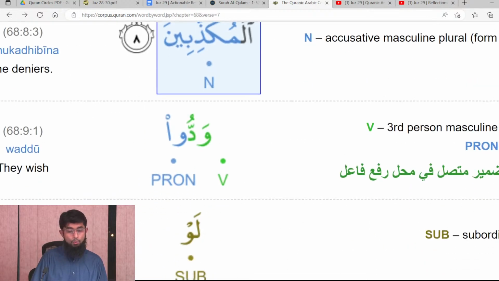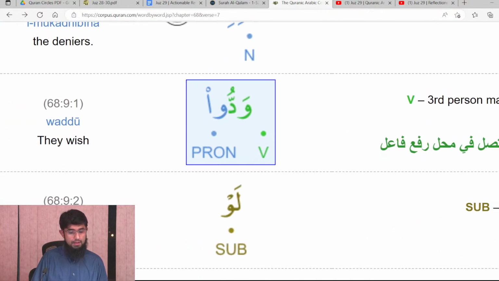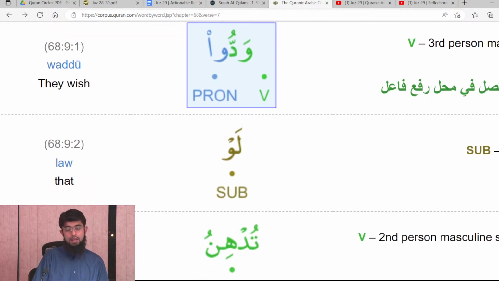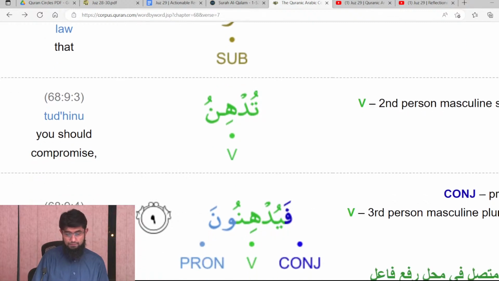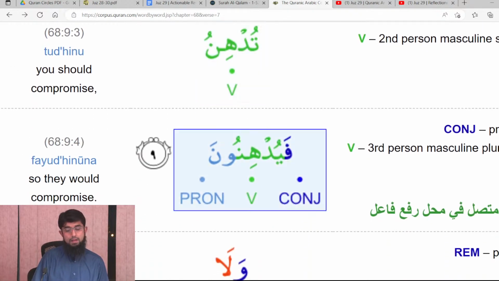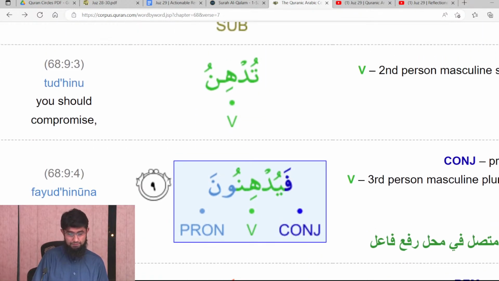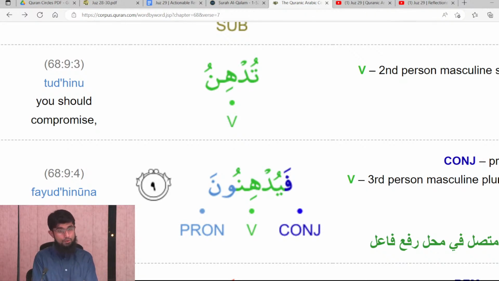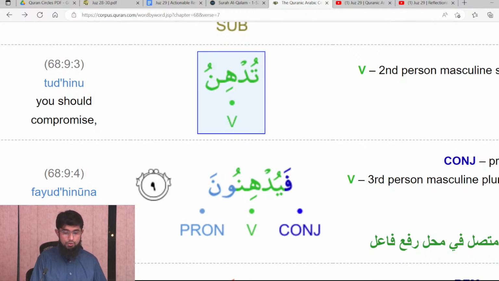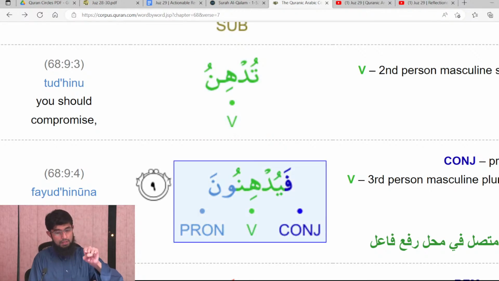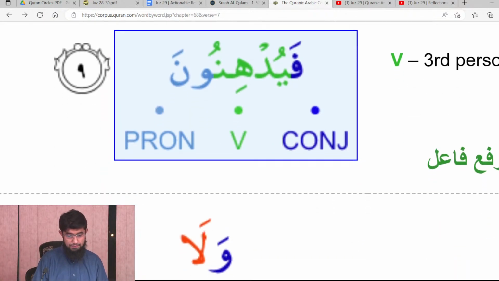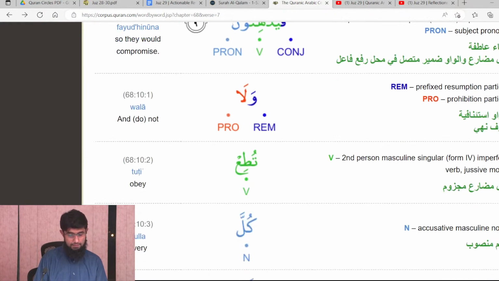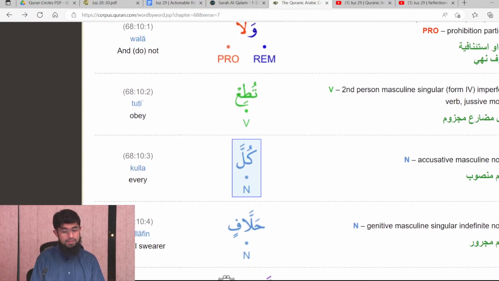Clear? What do they wish, they will, they law, that, tudhinu, fayudhinun. So you see, dal ha nun. Okay, beautiful, right? To, ta for you. And then here you have ya and wa nun for they. Okay, so see, now you're seeing the importance of pattern. Wala. Okay, same thing to there. Kulla, we have seen before as well.